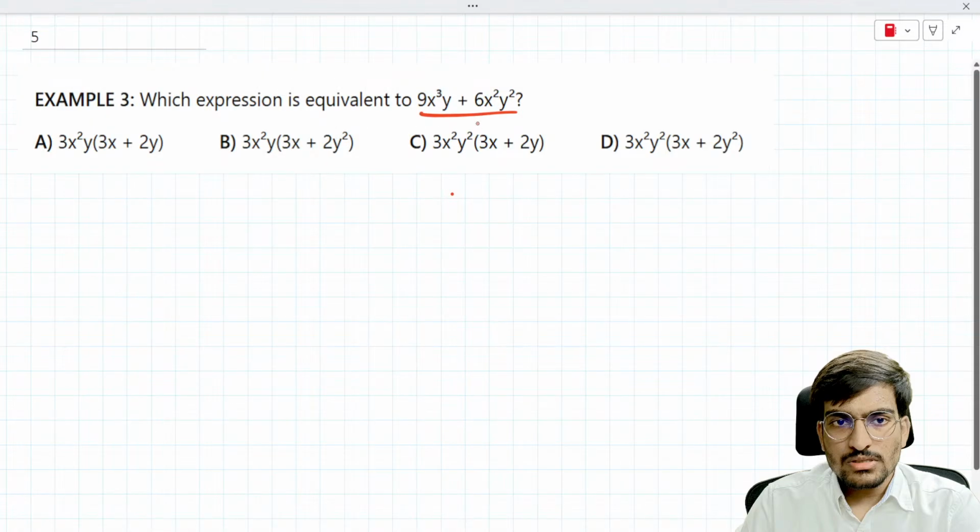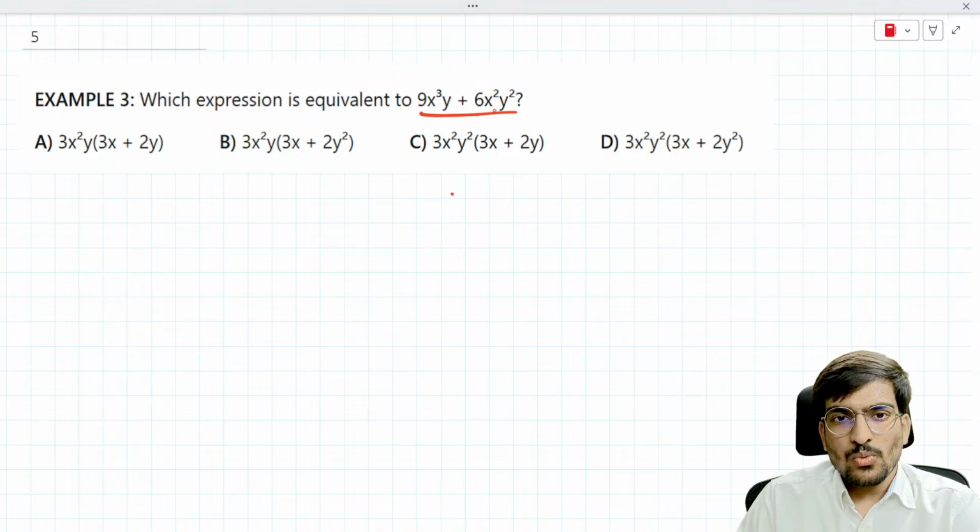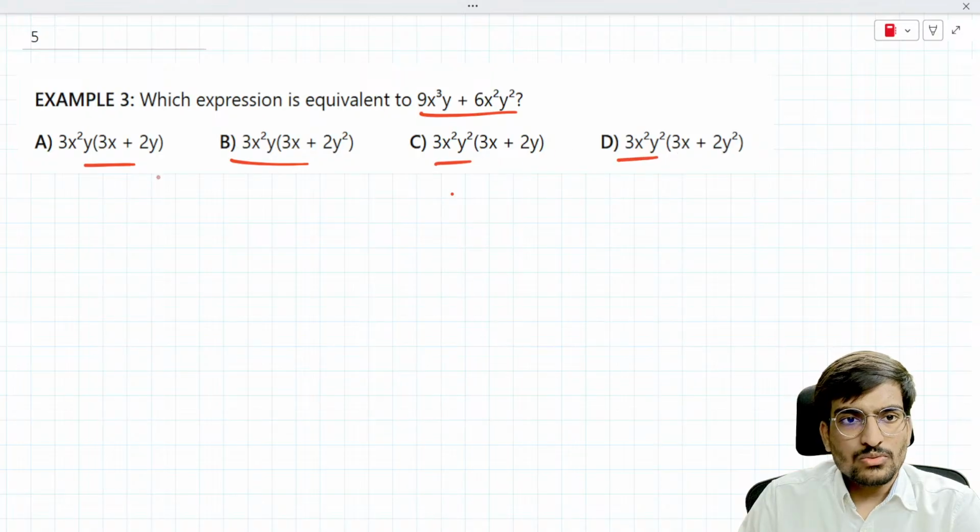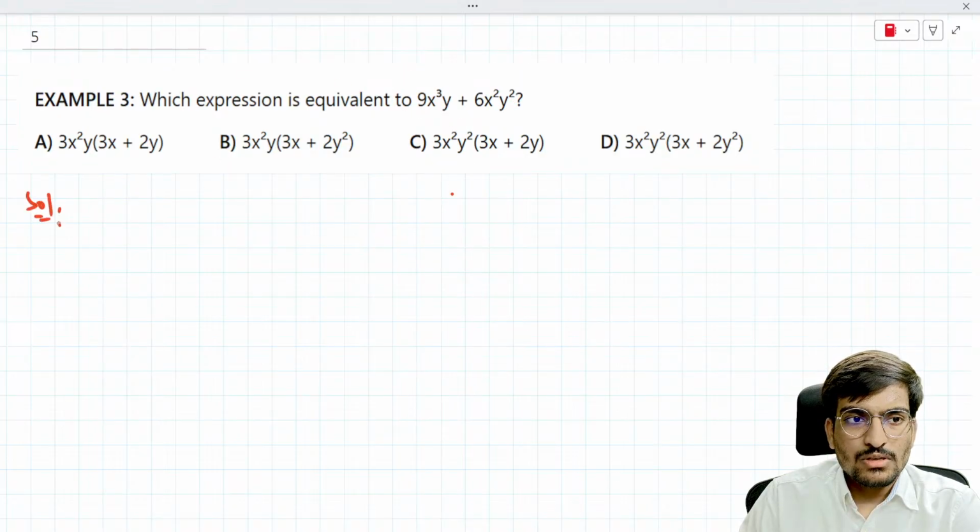9x cube y plus 6x square y square. So here you see the options 3x square, 3x square y square, 3x square y square. So something we have to take common out of the given expression. So what can we take common out of this? So that's 9x cube y plus 6x square y square.